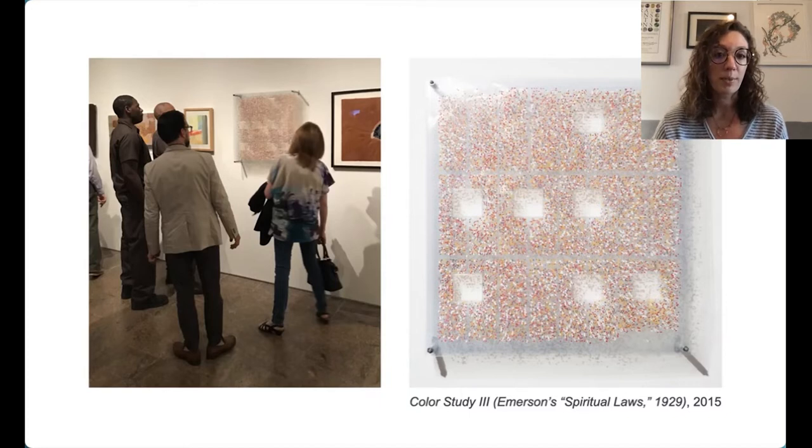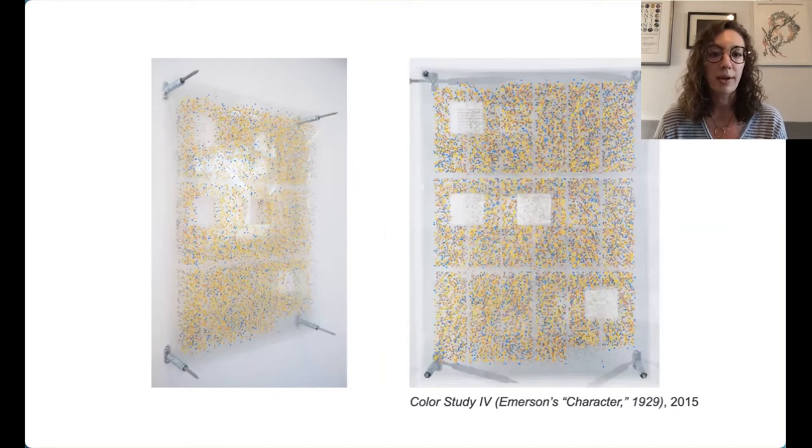So this one is titled Spiritual Laws, which means there are 13 letters in the phrase Spiritual Laws, which means there are 13 layers of color. And this one here is Character. There are 9 letters in Character and there are 9 layers of color.